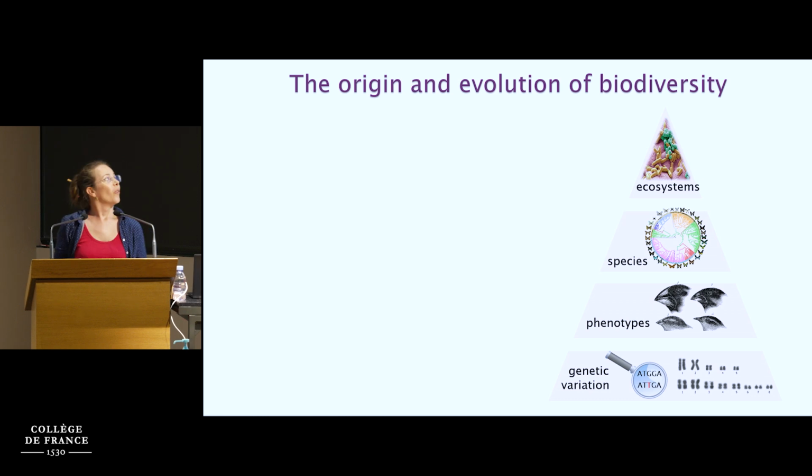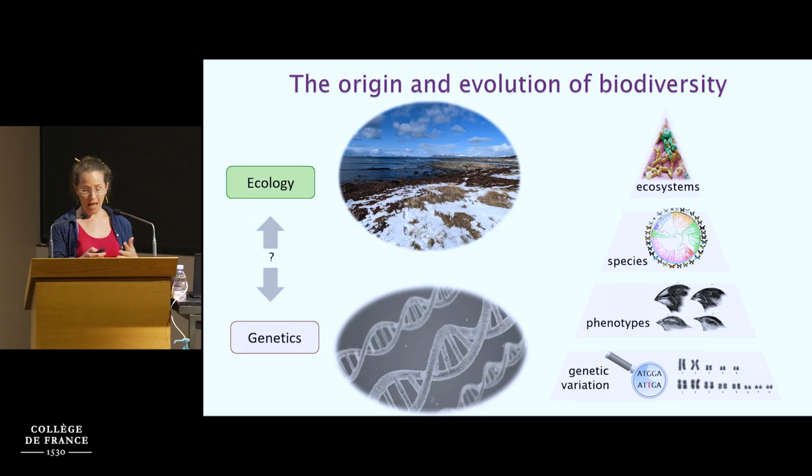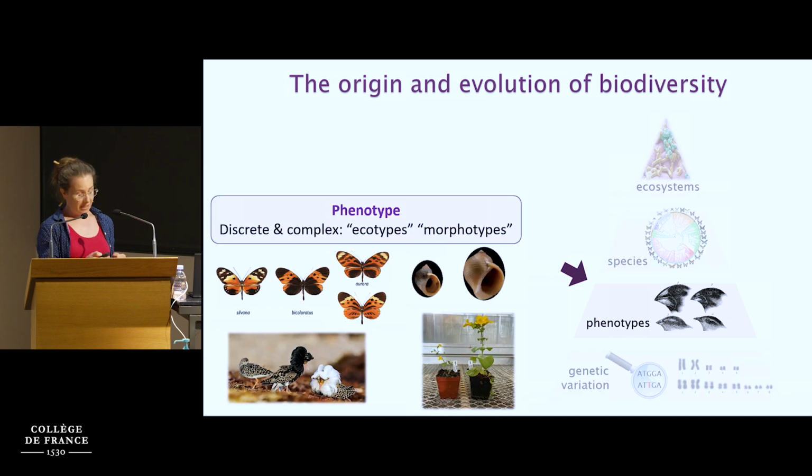We are interested in the evolution of biodiversity at different levels, from genetic variation up to the diversity of species. I guess today our point is to discuss how ecology fuels this diversity, and at the same time to go into the genetics, because genetic variation is truly the basis of all this biodiversity. In this talk, I'd like to take you to the specific level of phenotypic variation.